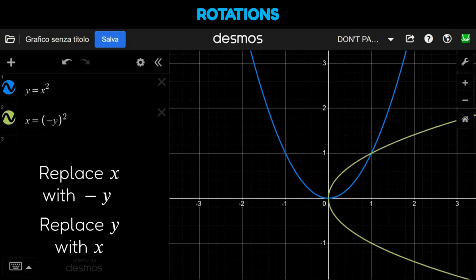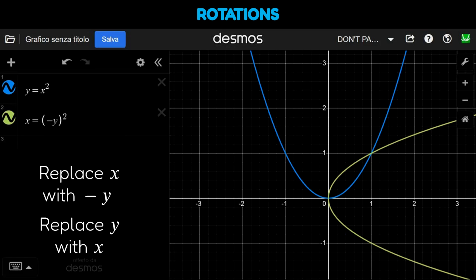If you want to rotate your figure 90 degrees clockwise, you need to replace, simultaneously, x with minus y and y with x. In fact, swapping x and y reflects the graph across the bisector of the first and third quadrants. And the minus sign in front of y produces an additional reflection over the x-axis. The combined effect of these two reflections is precisely a 90 degrees clockwise rotation.